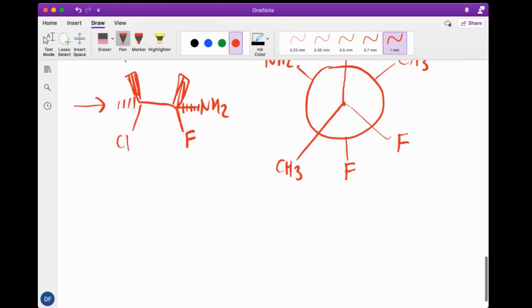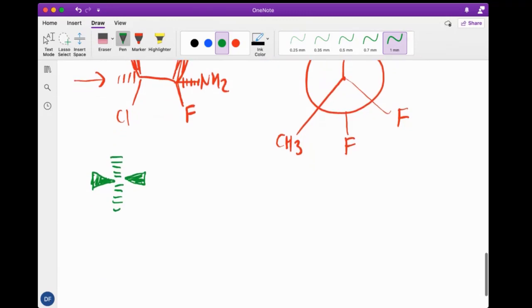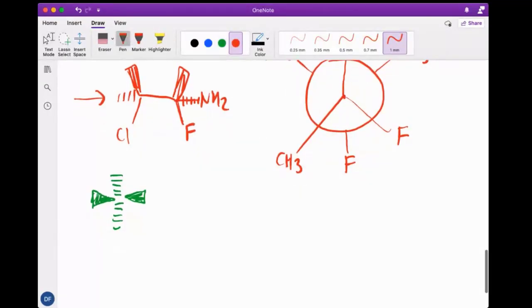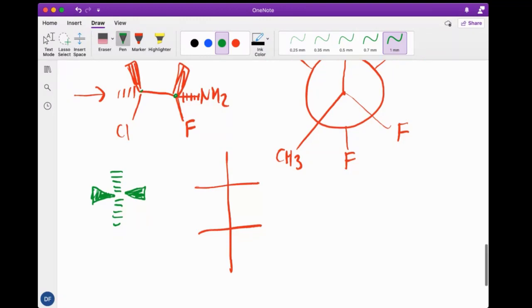Okay, so for that, remember when we draw Fischer projections, the vertical lines are dashed, and the horizontal lines are wedges. So if we look over there, let's start off with drawing the vertical line here. Since we have two chiral carbons, one right here, one right here, you would have two horizontal lines.